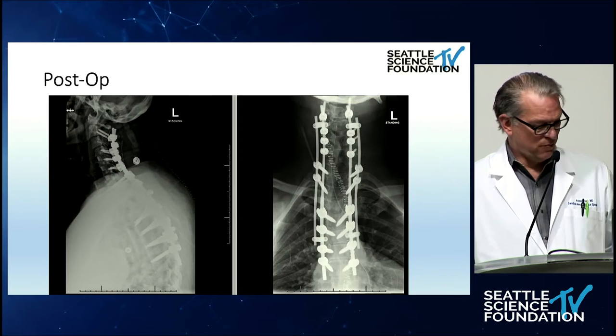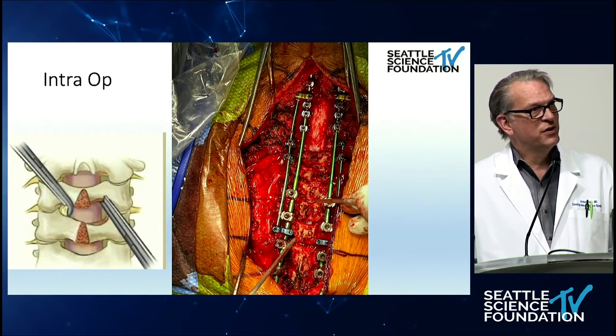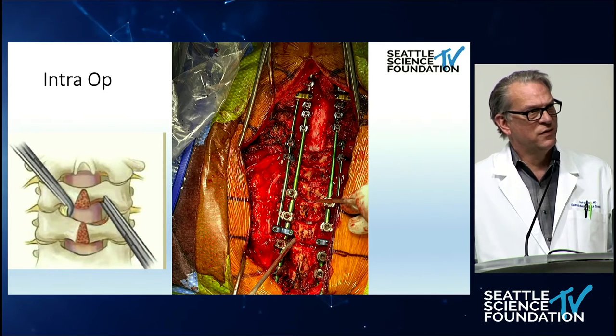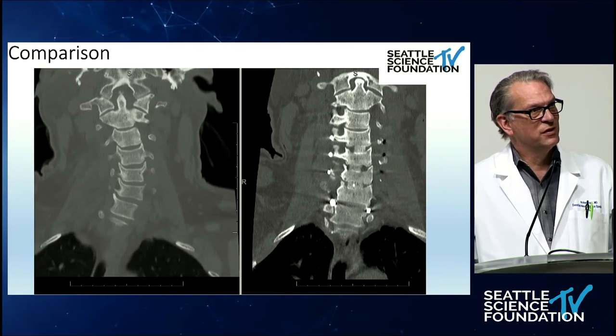So we did the posterior part, made sure we had good coronal balance, and then came back the same day and did a 3-level ACDF. And here's what his construct looked like intraoperatively. You can see the laminectomy across the cervical segments, and you can see the Ponte osteotomies in between T1 to T7 here. And this is what his correction ultimately looked like on his CAT scan.